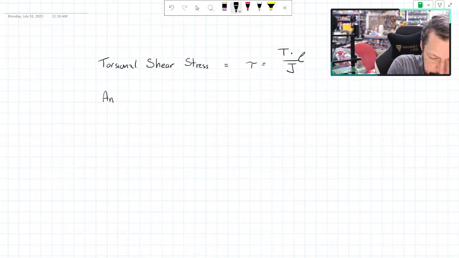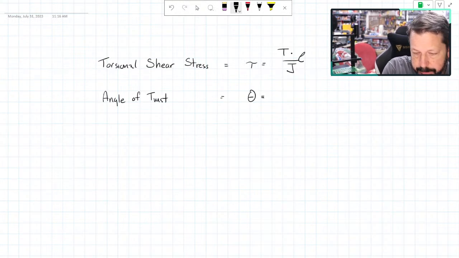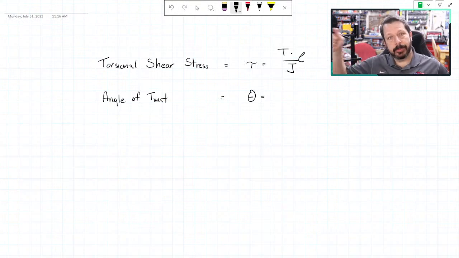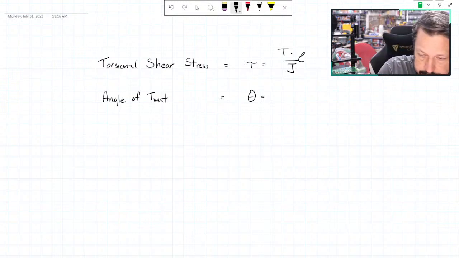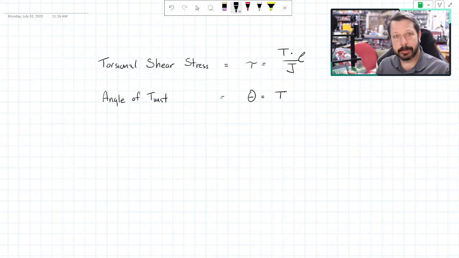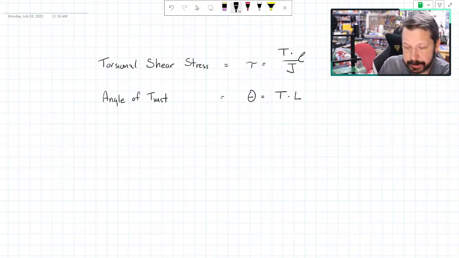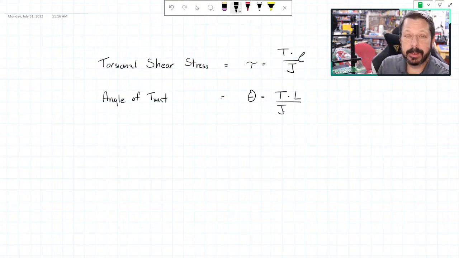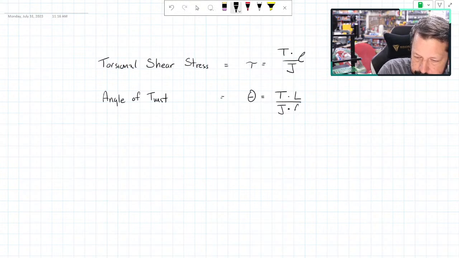Then we did angle of twist. That one we had theta. Theta was the angle of twist. This is how far a point on the surface of the shaft would move along the shaft. I'll have to draw a picture, but it's how far it would twist if the shaft was undergoing enough torque to twist some amount. So theta equals the internal torque the section of the shaft is dealing with, times the length of that section, over the polar moment of inertia of that particular section, because you could have a step shaft where one piece has a certain polar moment of inertia and another piece has a different one. So theta equals TL over JG.